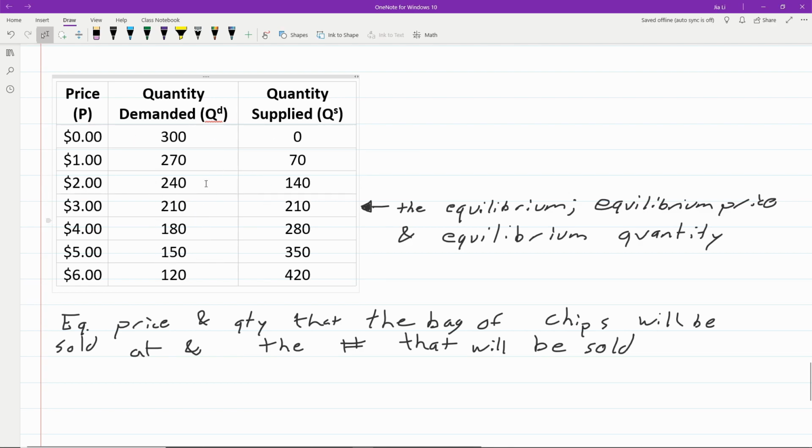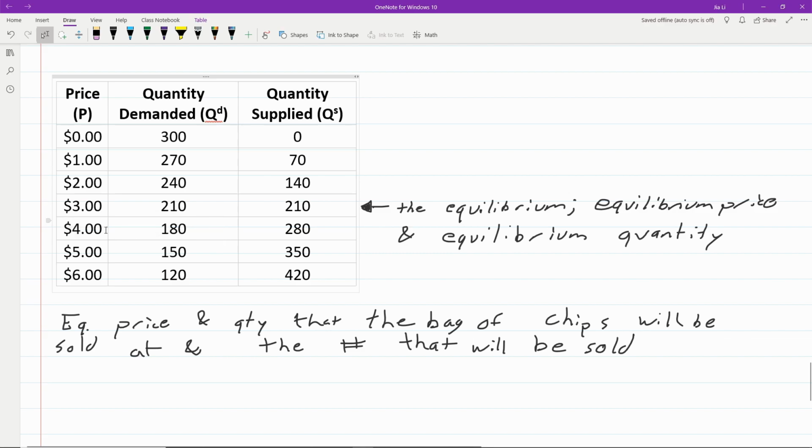But now, how do I support that assertion? How do I figure that's what's actually going to happen, right? That the price will be the equilibrium price of $3, and the amount that will be sold will be 210, the equilibrium quantity, right? I want us to think about, well, what if the price ended up being something other than $3? Let's say that the price was $4 instead of $3, right?